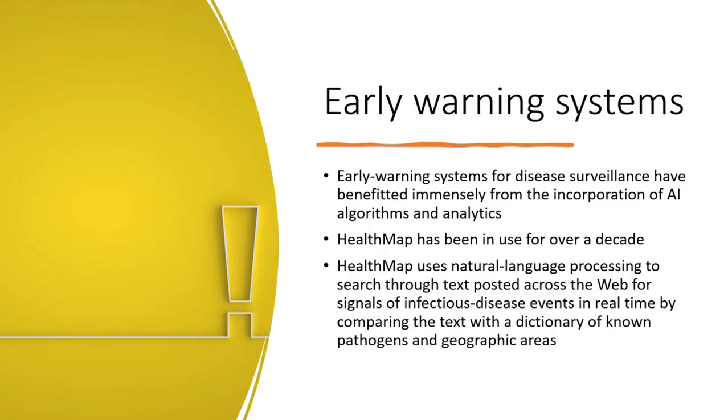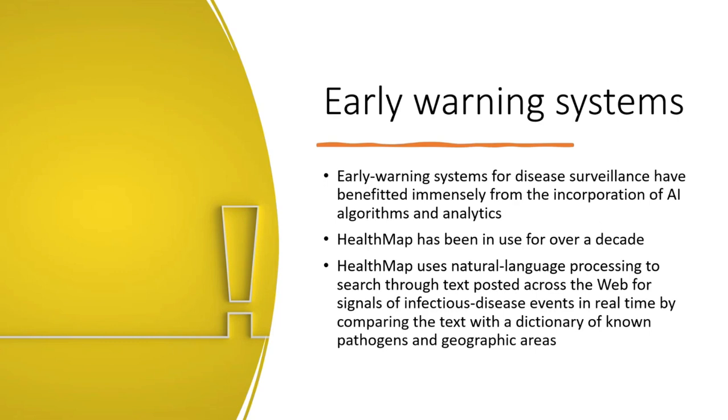So early warning systems. Early warning systems basically are used for disease surveillance, and they've benefited a lot from AI algorithms and analytics. One of those applications is called Healthmap. Healthmap has been in use for over a decade. It can go through all the communication on the internet, can go through social media, and basically take words, pathogens, and geography, a number of cases, and put it together, and gives you an early warning if there's an outbreak of an infectious disease somewhere in the world. It can basically give you the first reports of an emerging virus or pandemic.